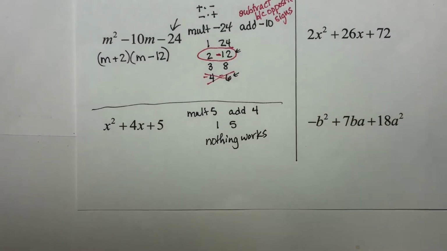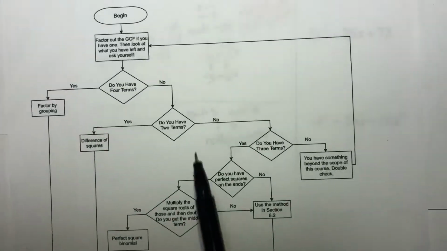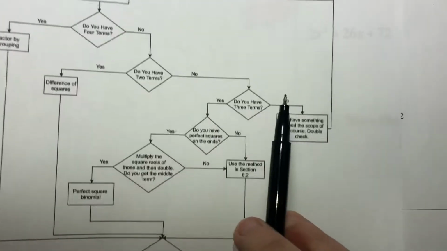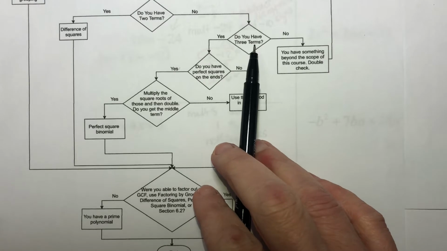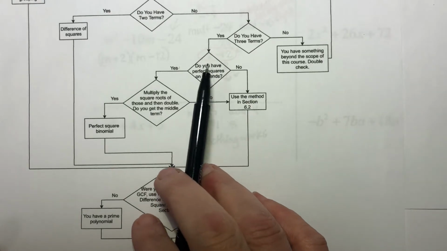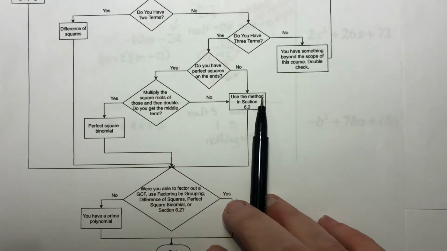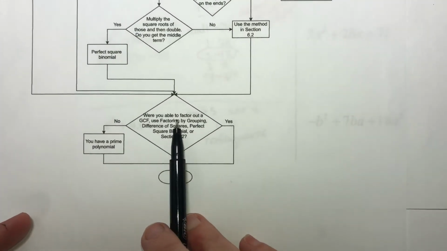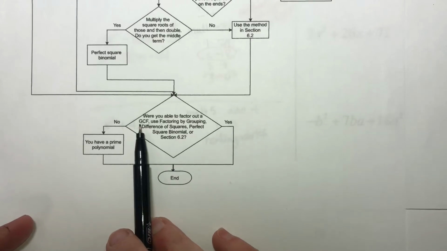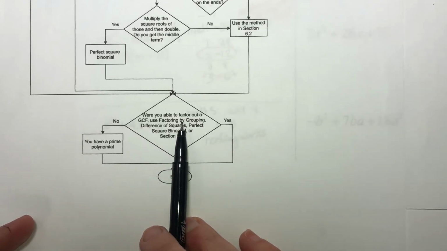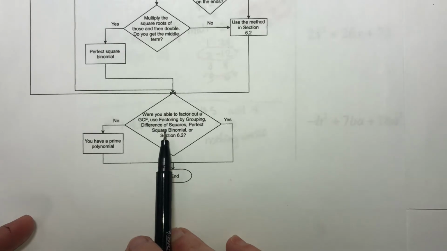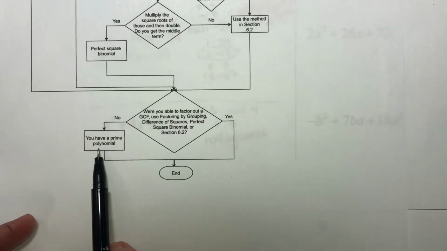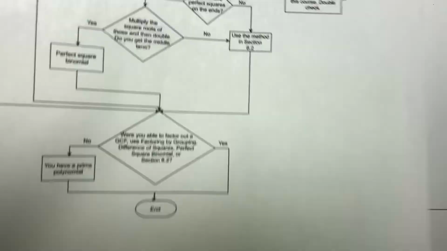So what does that mean for us? The first thing we did is factor out a GCF if we had one. We didn't have one, so we got sent all the way down here. Do you have 3 terms? Yes. Don't worry about this yet. Use the method in section 6.2. Then we got down to here. Were you able to factor out a GCF? No. Use factoring by grouping? No. Difference of squares or perfect square trinomial? We don't know those yet, but the answer is no. Or 6.2? No. We have a prime polynomial.